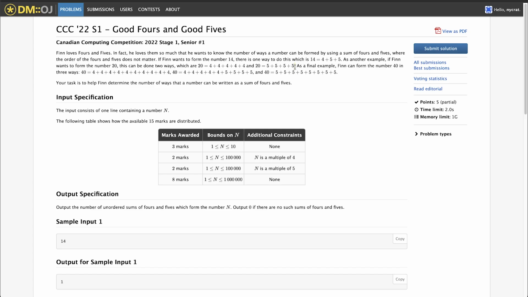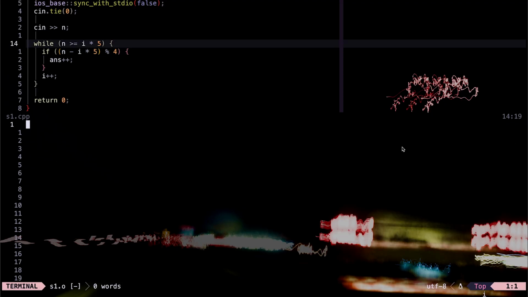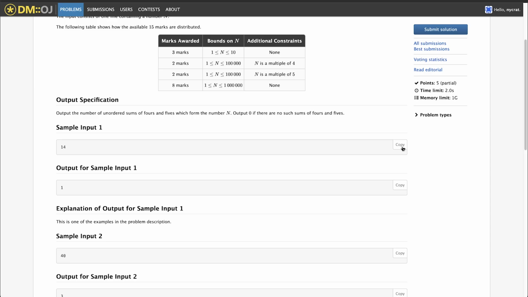So we can do while n is greater than or equal to i times 5. And let me just check if this works. So I have 14, and I have to output answer. For 14 we get 2, which is wrong. Let me just check the code.